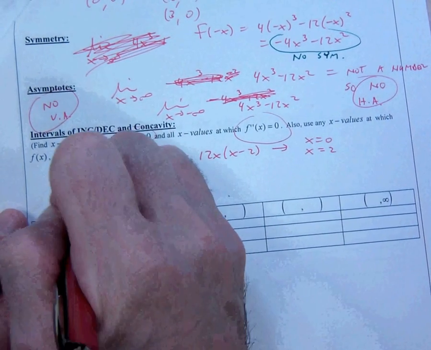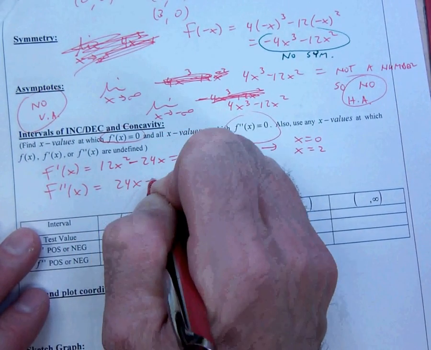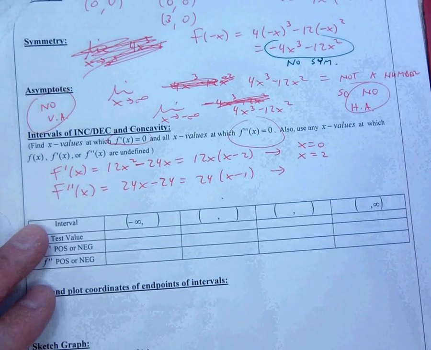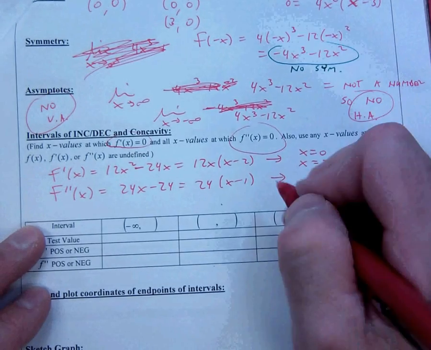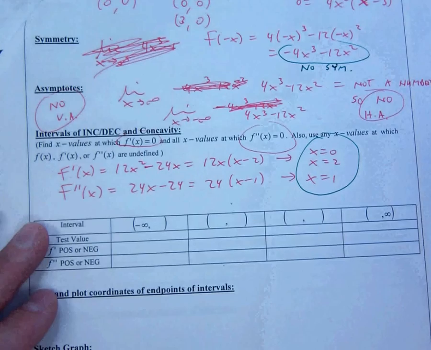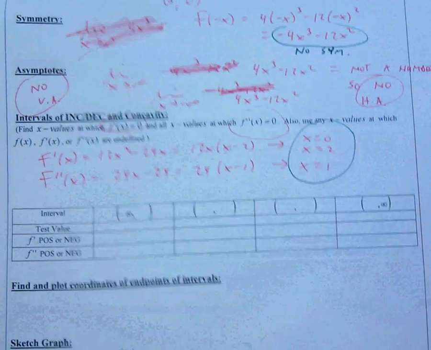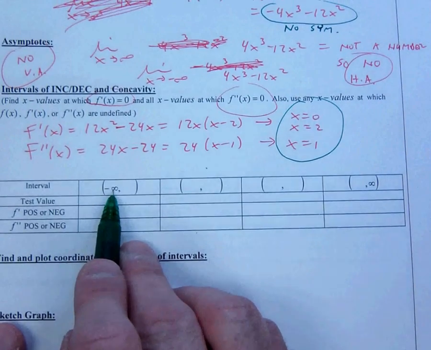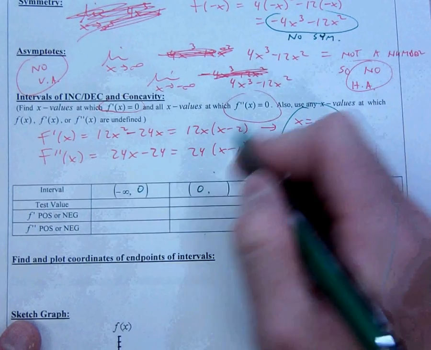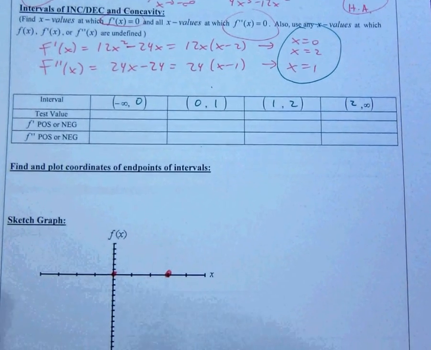Okay, now what's F double prime? Quick. 24x minus 24, which is 24 times (x minus 1). So where is that 0 or undefined? At 1. Okay, so we're going to use all these values now to break up my number line into test intervals. Are you ready? Here it goes. Okay, so I'm going to go from negative infinity to what? What's the first one I run into? Quick. 0. Then pick up there and go to what? 1. Pick up there and go to what? 2. Pick up there and go to infinity. Okay, so pick anything in here you want.